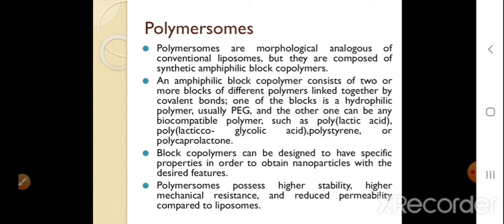The block copolymers can be designed to have specific properties in order to obtain nanoparticles with the desired features. So they can be designer made. The polymersomes possess higher stability, higher mechanical resistance, and reduced permeability compared to liposomes.